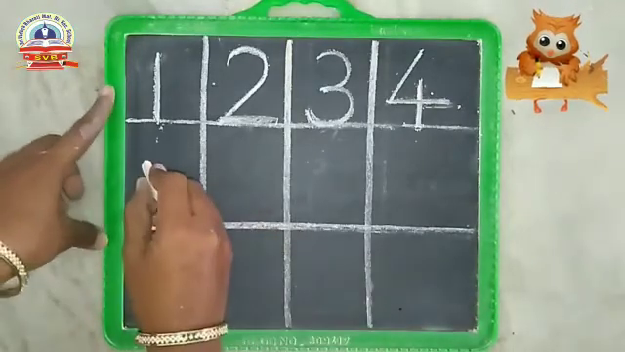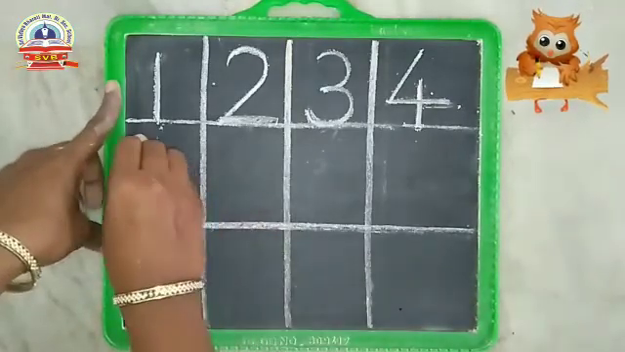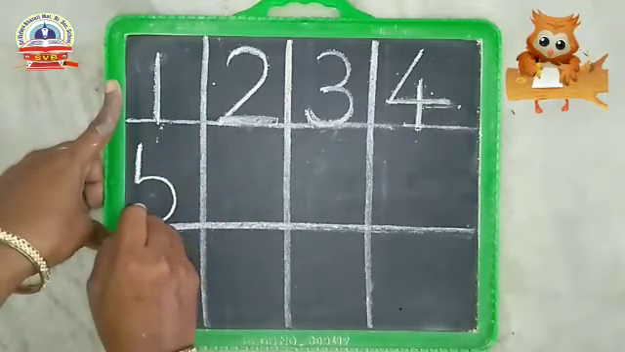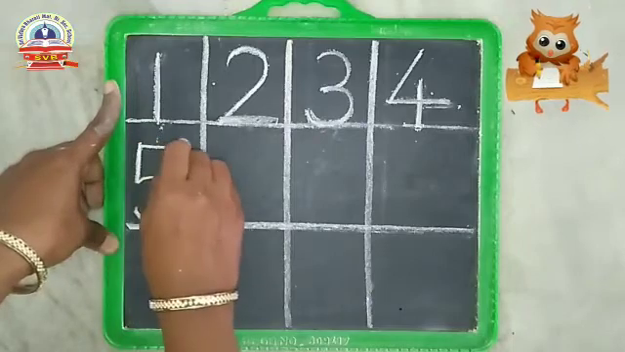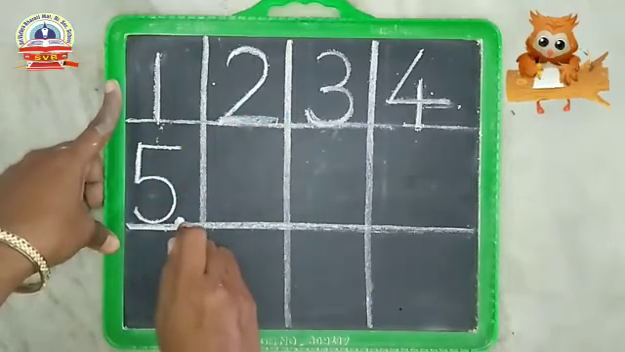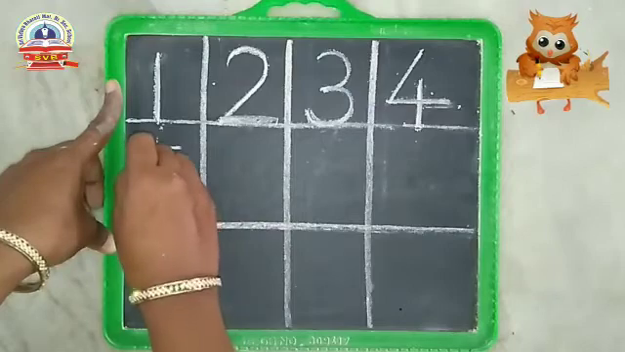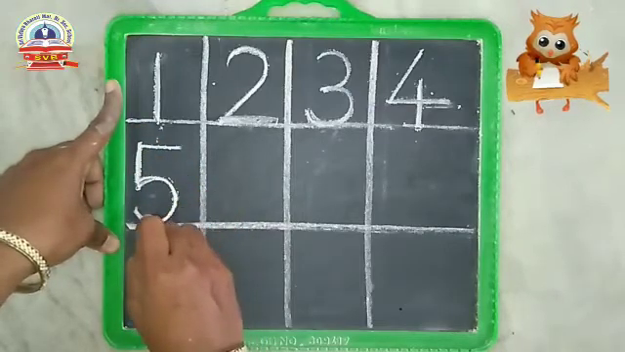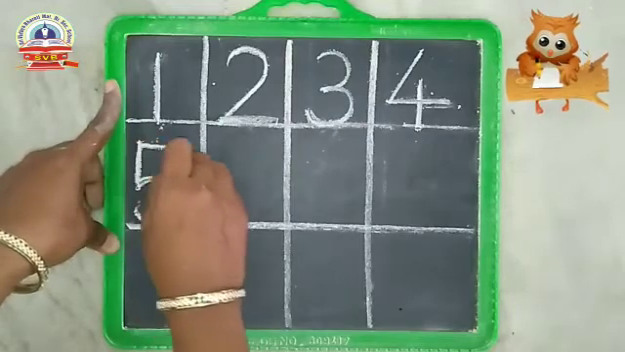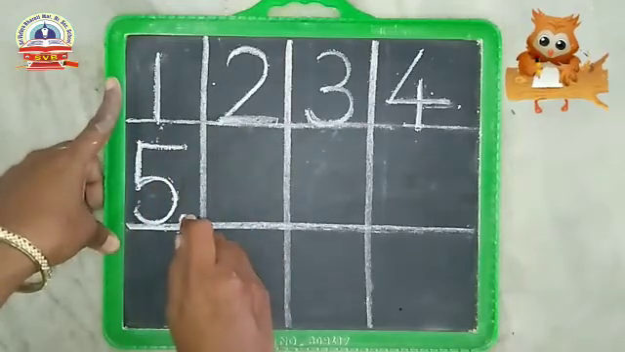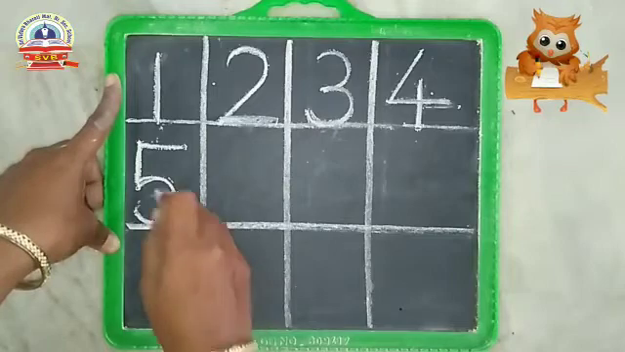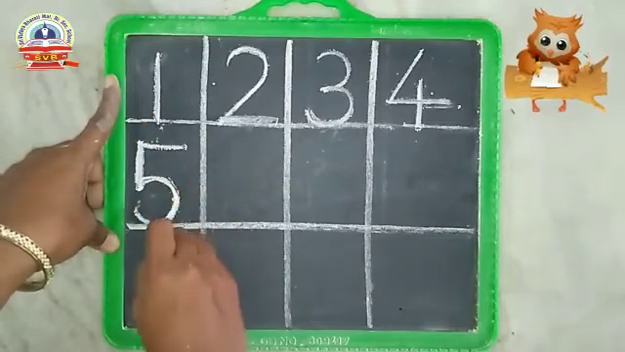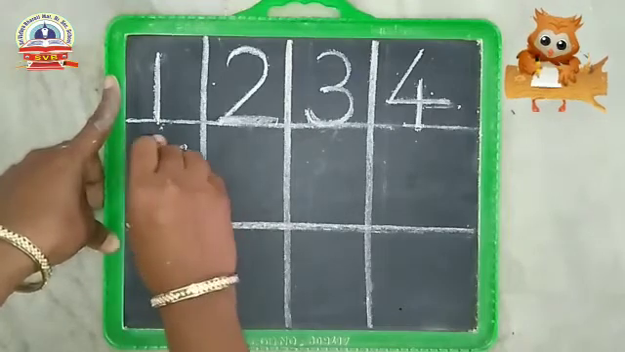Next comes 5. Standing line. Left curve should touch the ending line and sleeping line. This is number 5. Write again, standing line. Left curve should touch the ending line and sleeping line. This is number 5. Write again, standing line and left curve should touch the ending line and sleeping line.